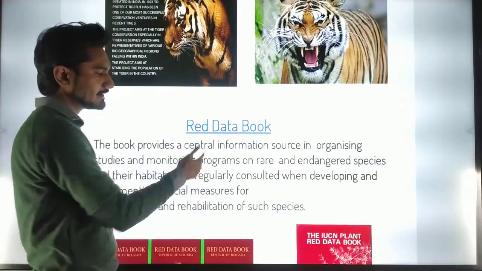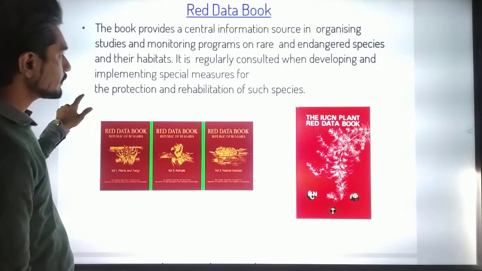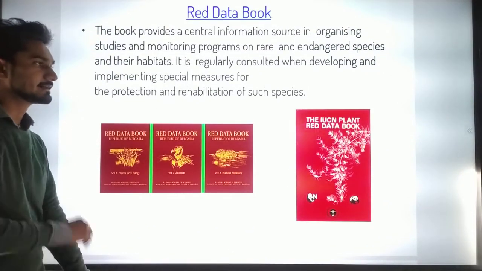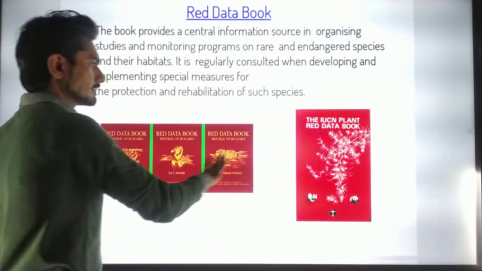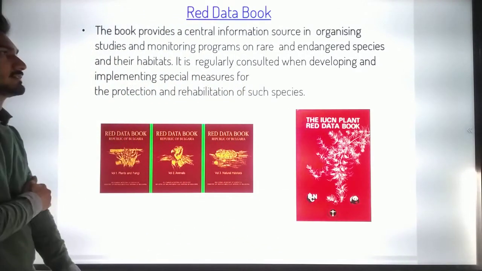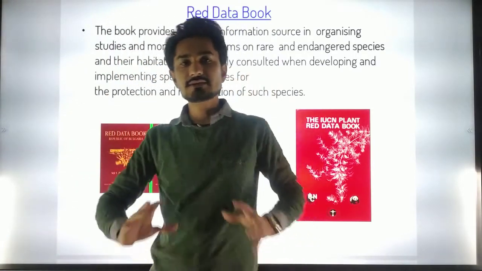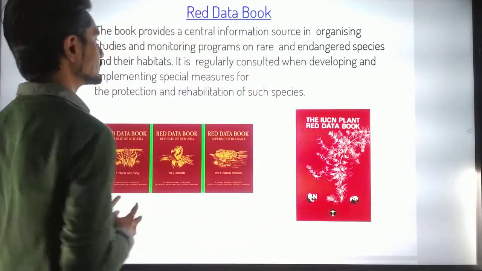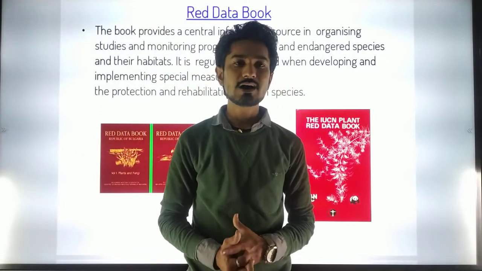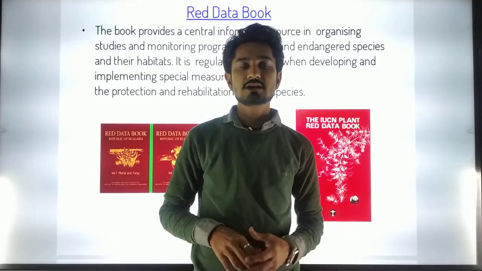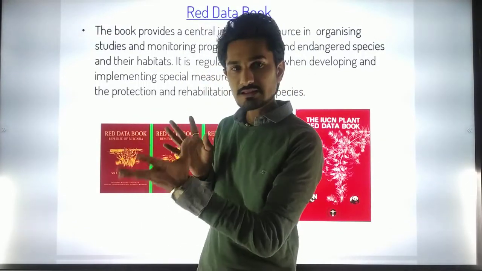Now the red data, I hope you all have taken the screenshot of this. Now we are going to study about the red data book. See, the red data book looks like this. Okay. So what type of information is provided in that? In the red data book they have given us the information regarding specific animals which are on the verge of extinction. They have also given information regarding plants.